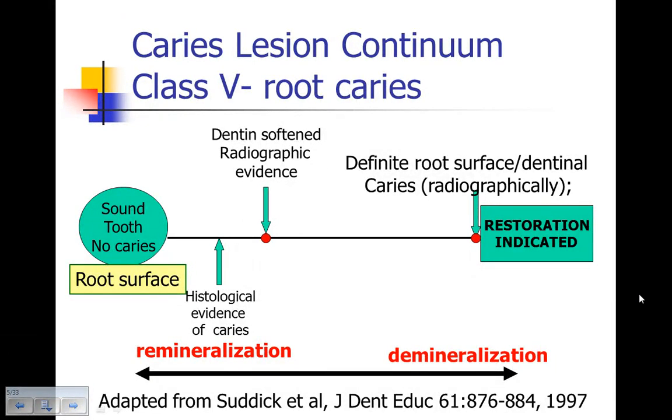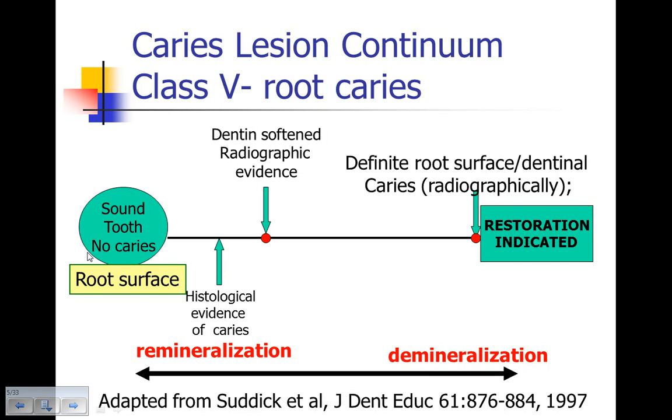At this point, we need to place our restoration. Now we add to this carious lesion continuum the fact that there's root caries. Root caries is somewhat different than enamel caries. We start with a sound tooth with no caries on the root surface. The root surface is exposed due to gingival recession.